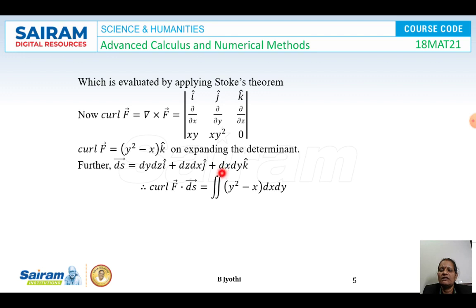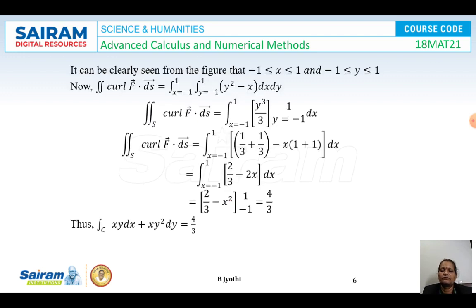So when we take the dot product of curl f and ds, the other terms will vanish. Only dx dy will be multiplied with y squared minus x, that is curl f. It can be clearly seen from the figure that x is varying between minus 1 to plus 1 and y is varying between minus 1 to plus 1. So the double integral of curl f dot ds is given by x varying from minus 1 to plus 1 and y varying from minus 1 to plus 1, of (y squared minus x) dx dy.